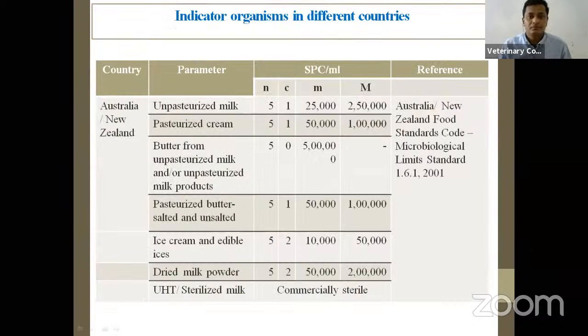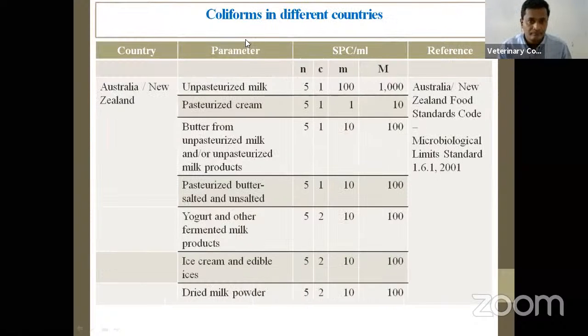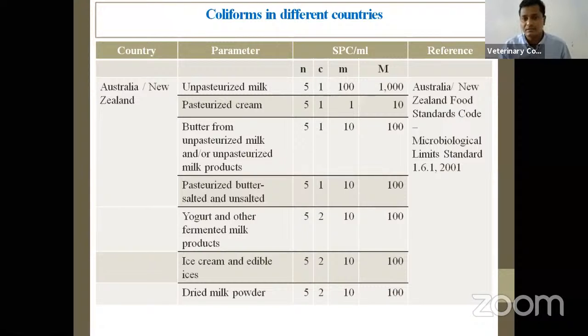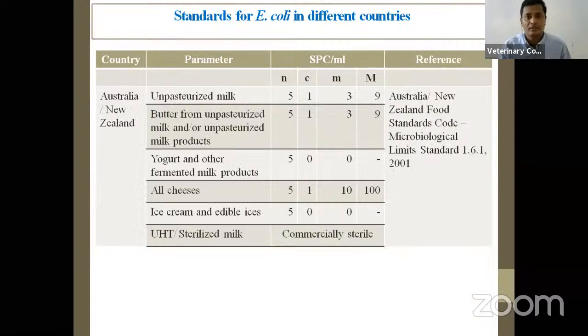Then you come to the standard plate count as a safety and hygiene indicator. So again, the 3-class sampling plan of ICMSF, and the critical limits have been given here. New Zealand and Australia are having better standards compared to other countries. You can see unpasteurized milk, the 3-class sampling plan. For E. coli also they have given 3-class. In India, E. coli has been given a 2-class plan.